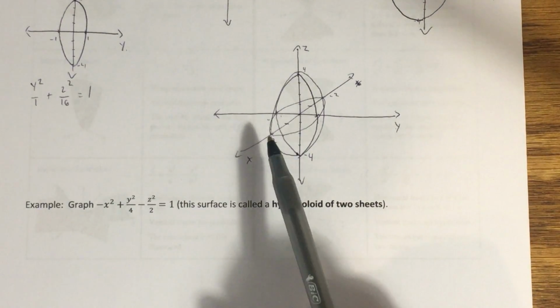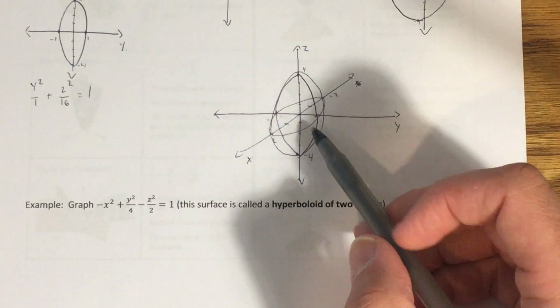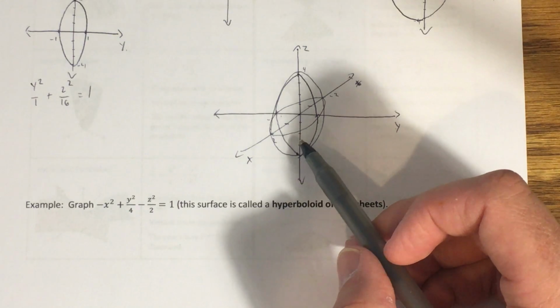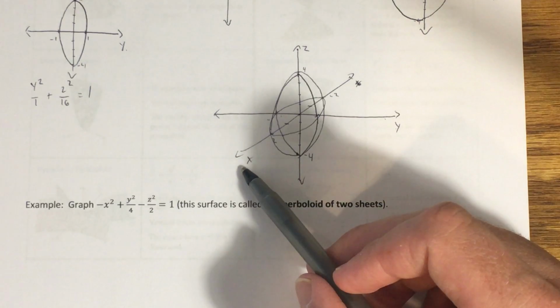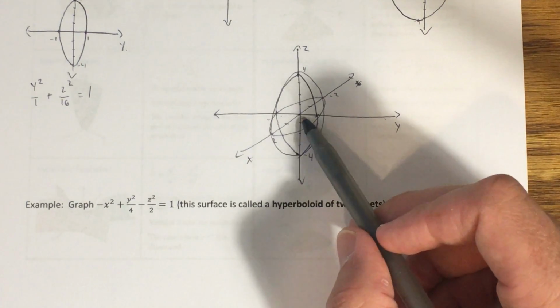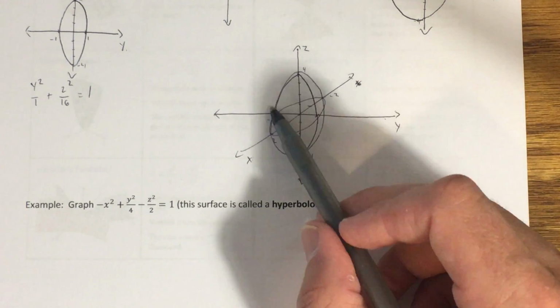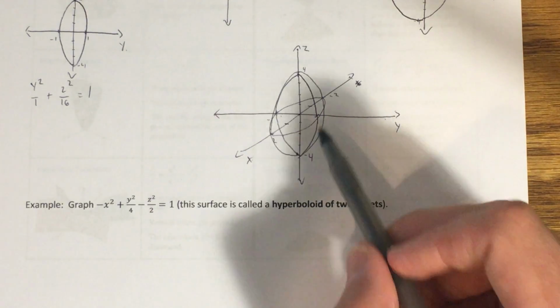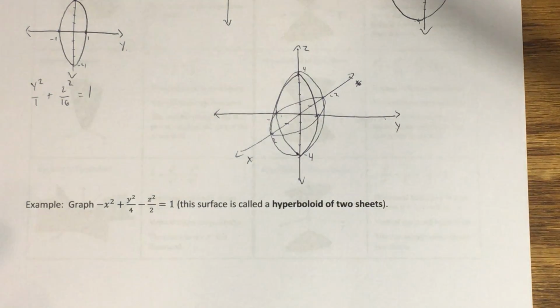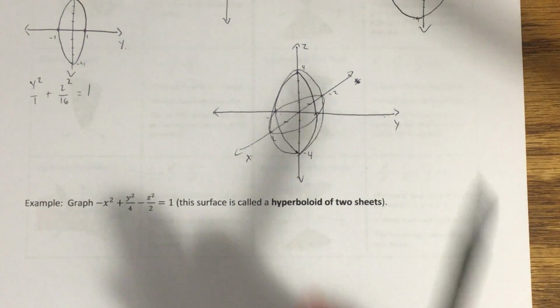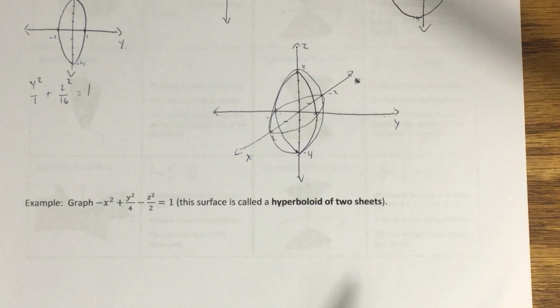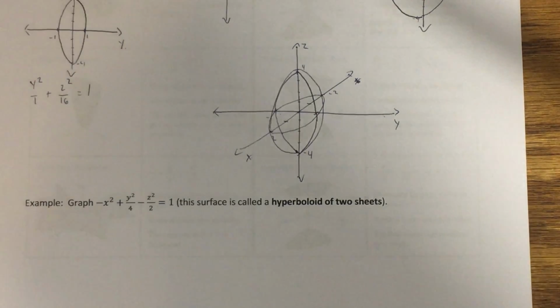Again, if I wanted to include more traces, for example, if I wanted to look at the traces in planes that are parallel to my xy plane, I might plug in z equals plus or minus 1. And that would give me another ellipse here and here. But again, if I start drawing that, it just makes this thing more messy looking. So that's an example of an ellipsoid. We'll do more in the next video.